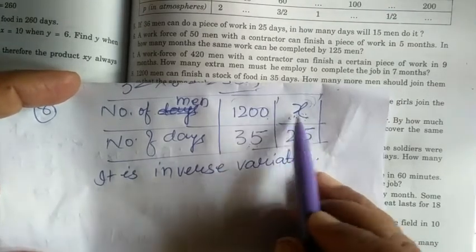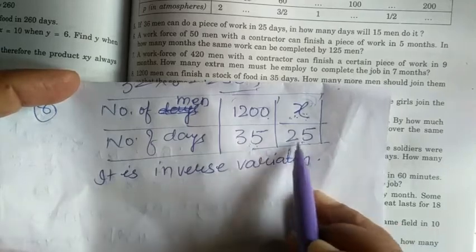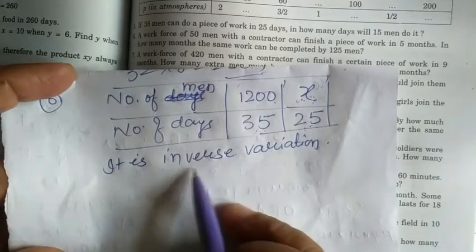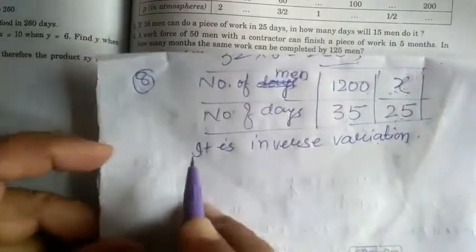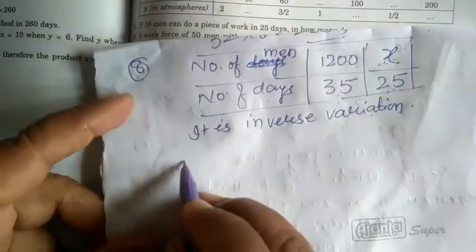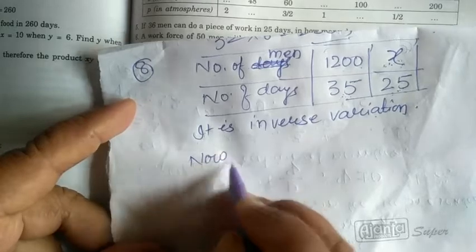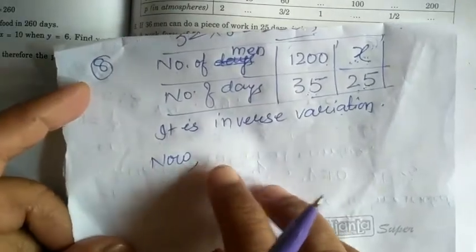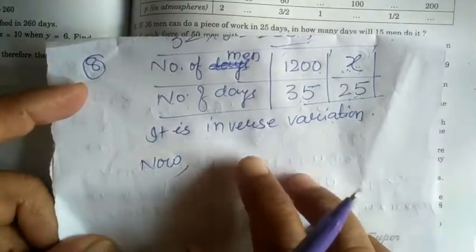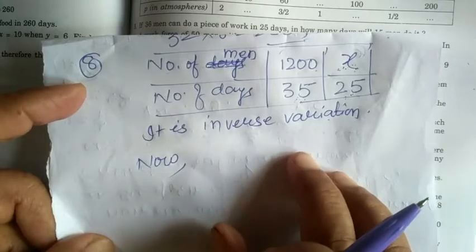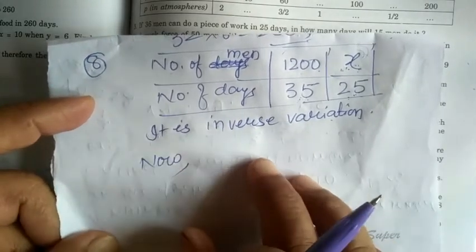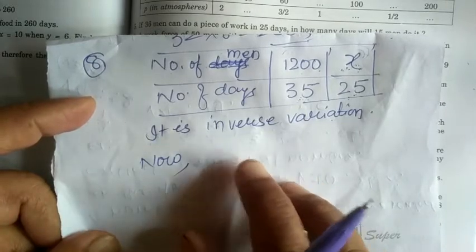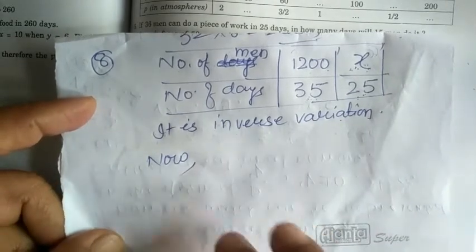So there is an increase in the first value, and in the second value it is decreasing. That means it is inverse variation. Correct? Now how can we solve this question? While finding the solution, students face problems. Correct? So I think you will never make any mistake if you do according to my instruction.